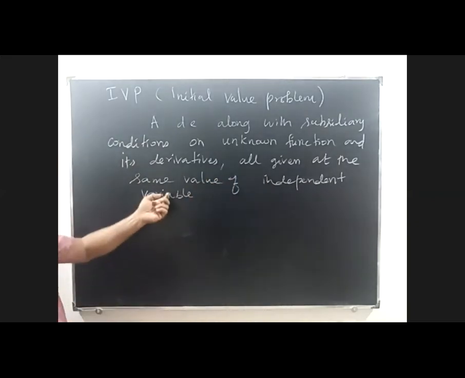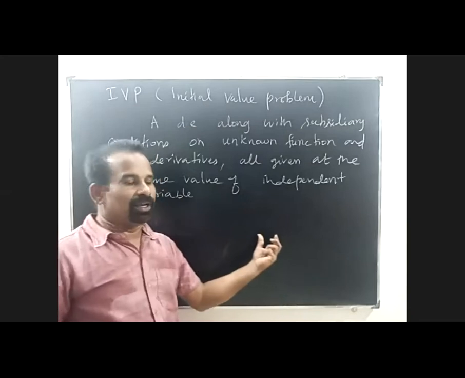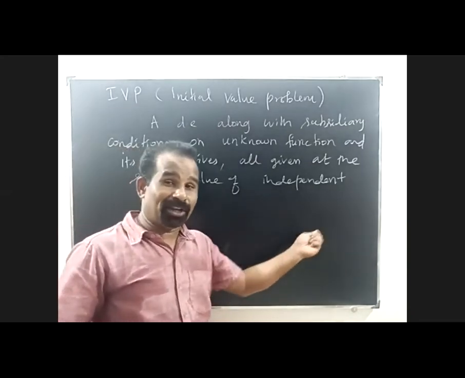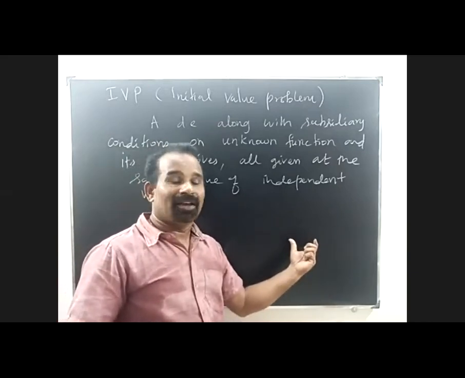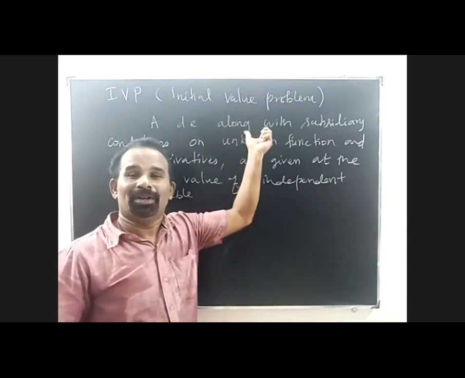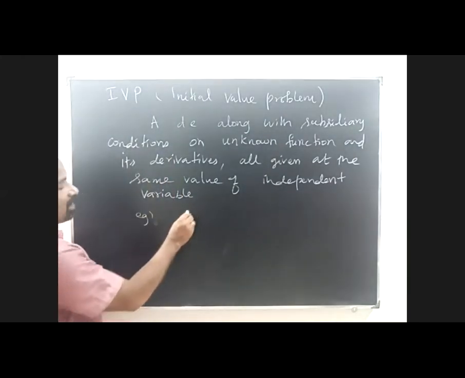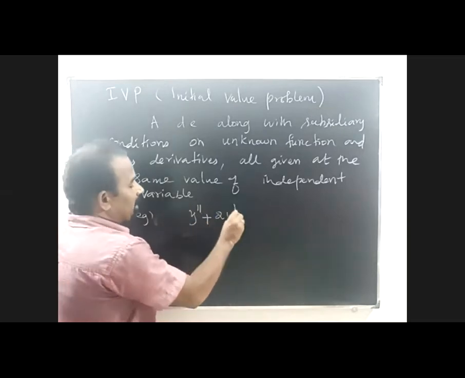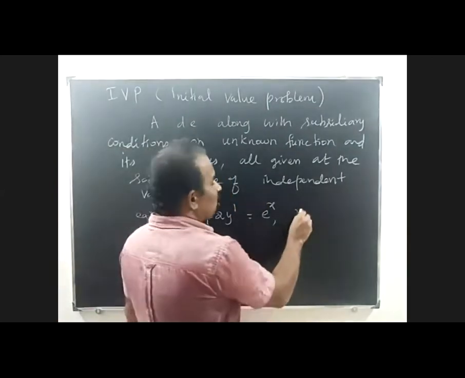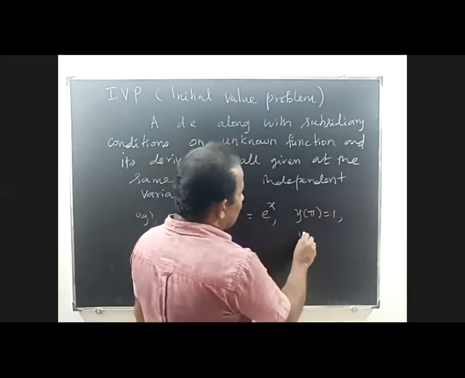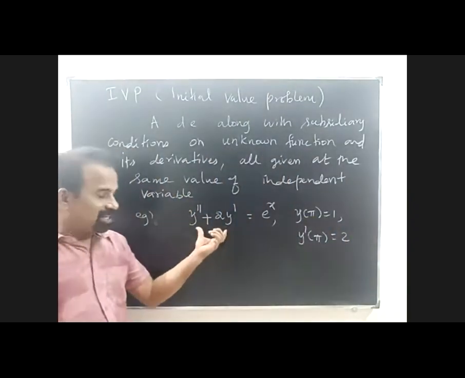So what does it mean? The subsidiary equation says some conditions: y of x is equal to something when x is equal to something, y dash of x is equal to something. That x is there, no? If we have the same value of x, that problem is called initial value problem. For example, consider the differential equation y double dash plus y dash is equal to e power x, and y of pi is equal to 1, and y dash of pi is equal to 2. See that? This is the differential equation.